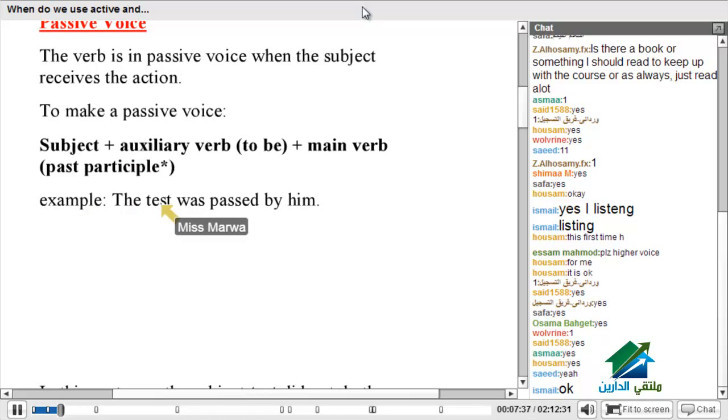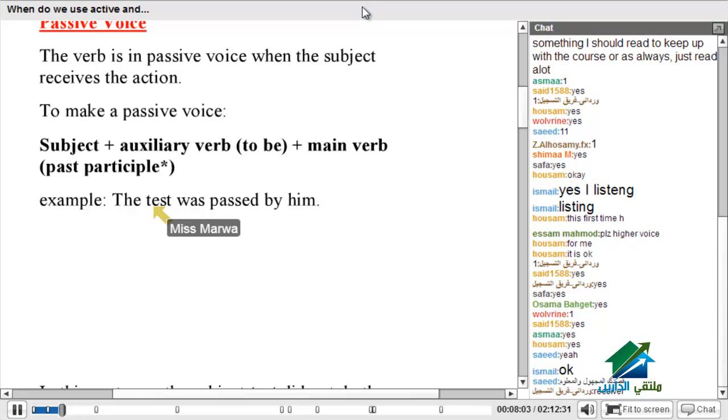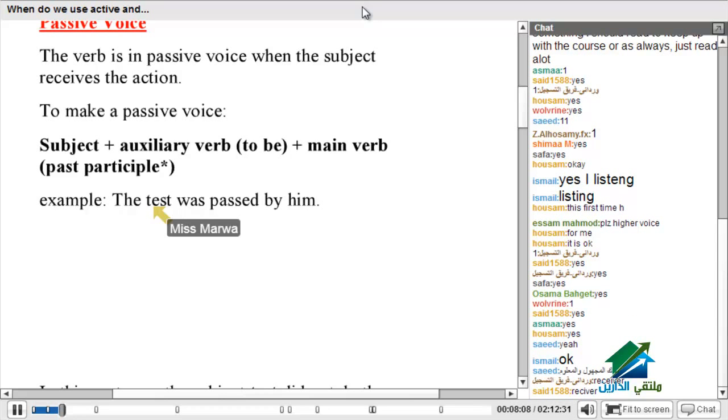I love them. يبقى the test was passed by him. دايما بنلاقي باي كعلامة كده بتبين لي ان ده passive voice. The test was passed by him. يبقى هنا subject ماله؟ Here the subject is the doer or receiver? Receiver. Excellent. Wardani and Said.